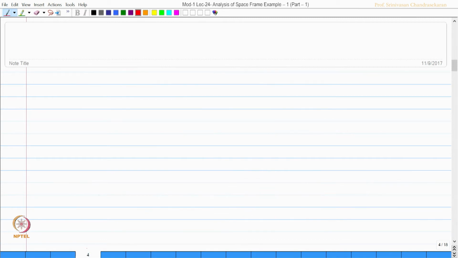Let us take an example and try to understand how to compute this psi angle. So, we will do one example as shown in the figure now.